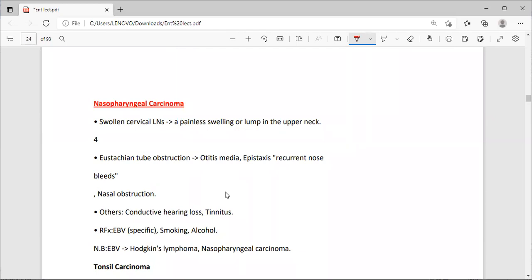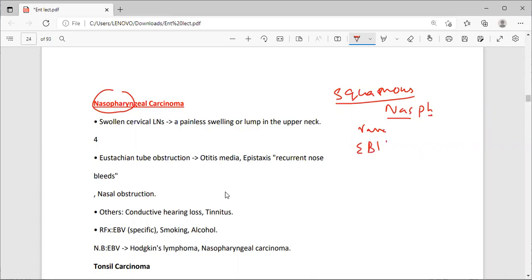Now let's move further. First of all, nasopharyngeal carcinoma is a squamous cell carcinoma. It means a carcinoma of the nasopharynx, squamous cell carcinoma of the nasopharynx, the nasal part of the pharynx. The next point is that it is very rare in the southern part, and it is mostly associated with the EB virus, Epstein-Barr virus. Epstein-Barr virus can lead to nasopharyngeal carcinoma.